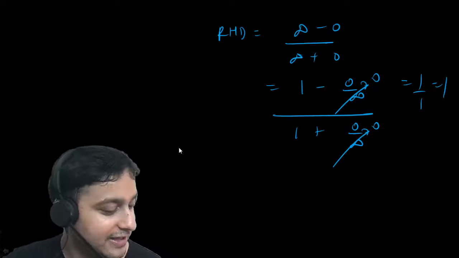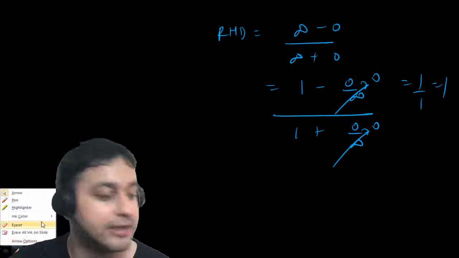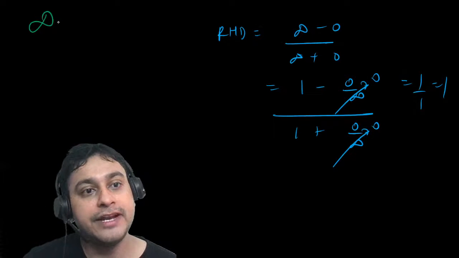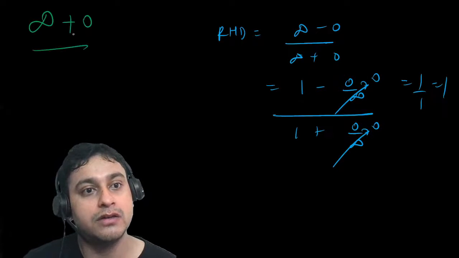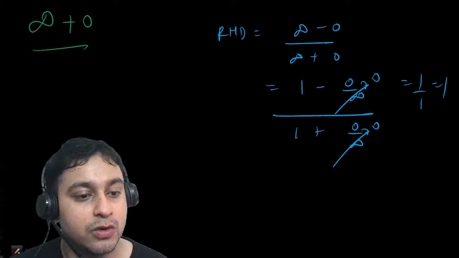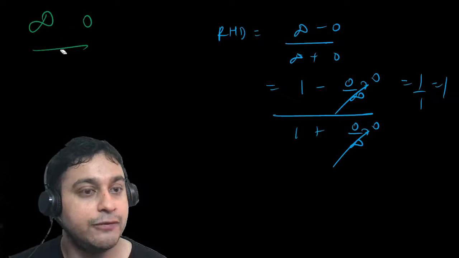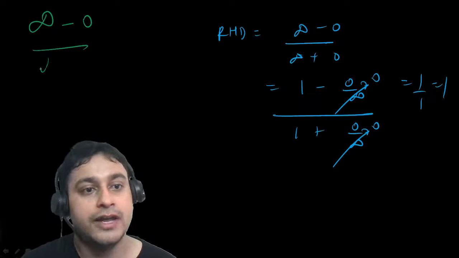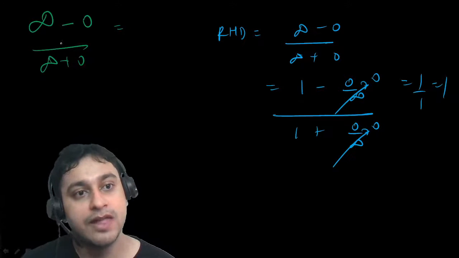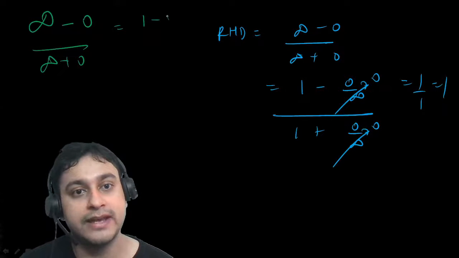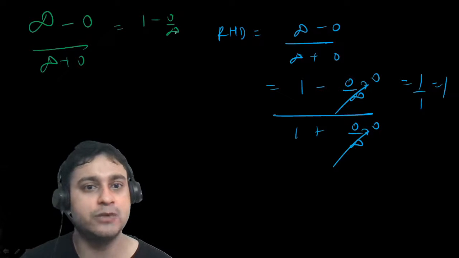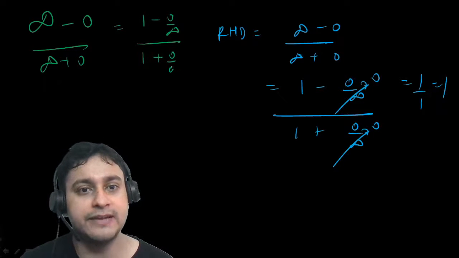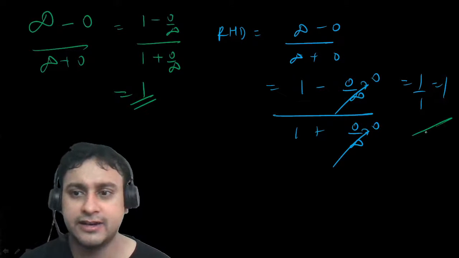Are you getting, guys? What I did is I'll just summarize this part a little. Infinity plus 0 upon infinity minus 0 is coming as what? You divide by infinity, so you'll get 1 minus 0 by infinity. 0 by infinity is what? 0 only. And this will be 1 plus 0 by infinity. This thing I am saying is 1, like here.